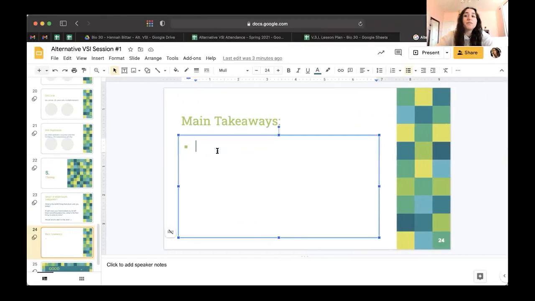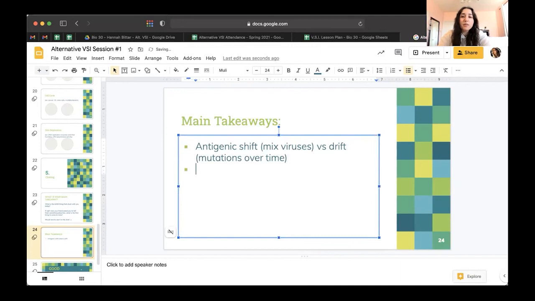Antigenic drift and shift, that is a good one, yes. Antigenic shift versus drift. Shift is like mixed viruses, and drift is mutations. Perfect. Okay, can I see some more takeaways maybe? I would love to hear this from you guys.